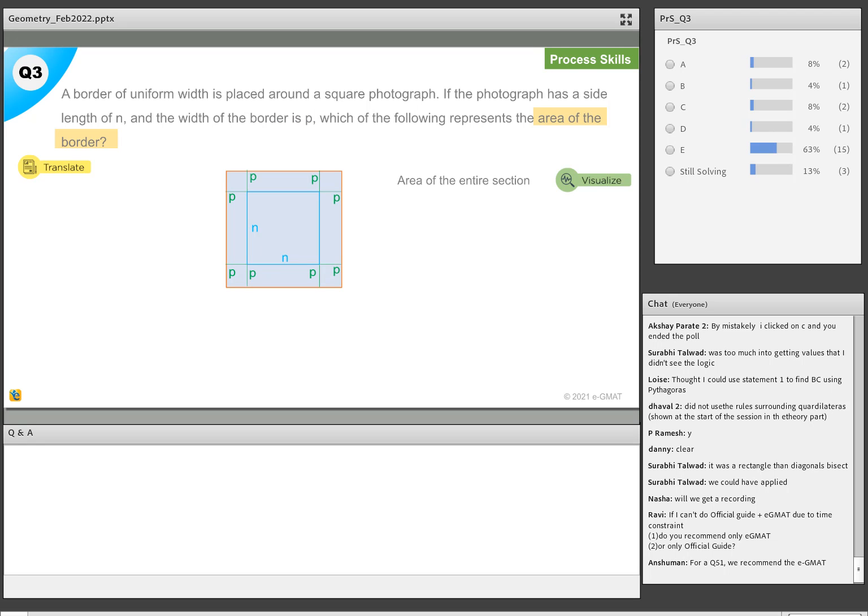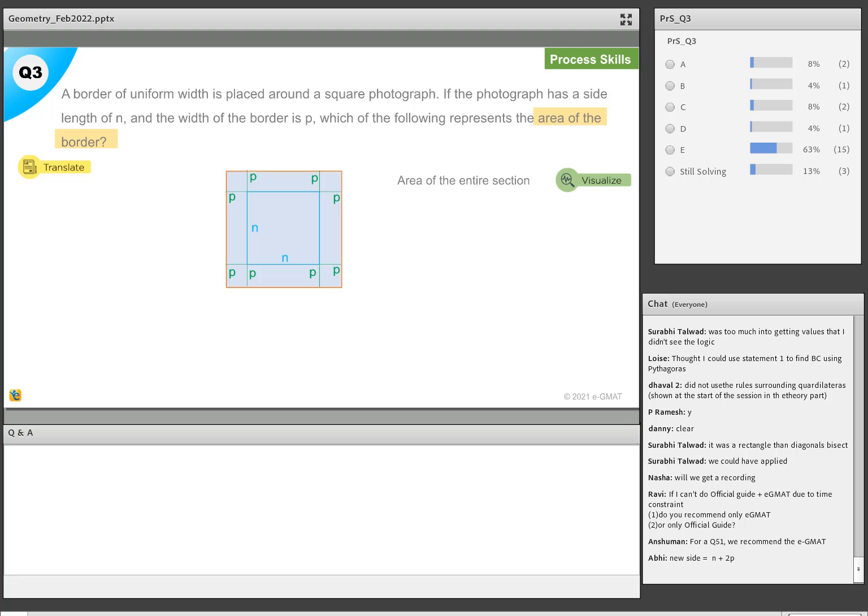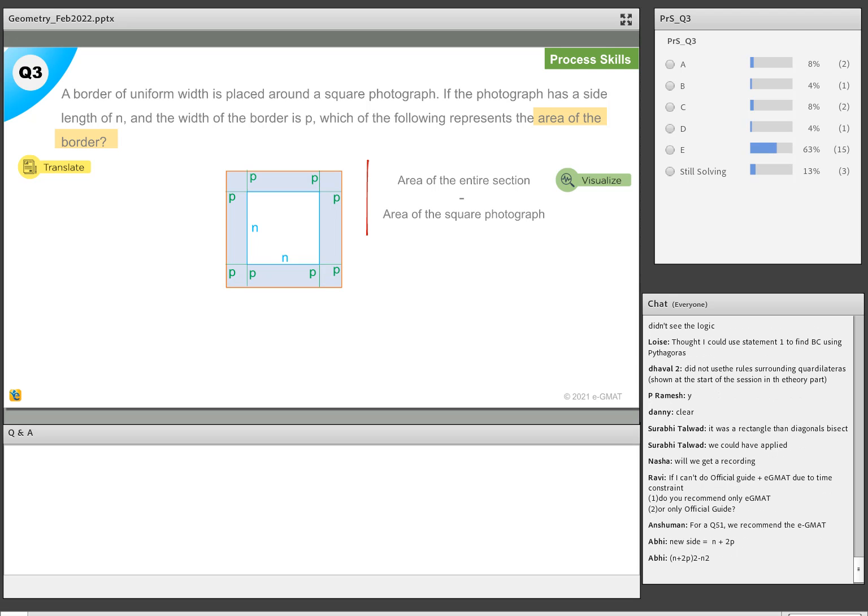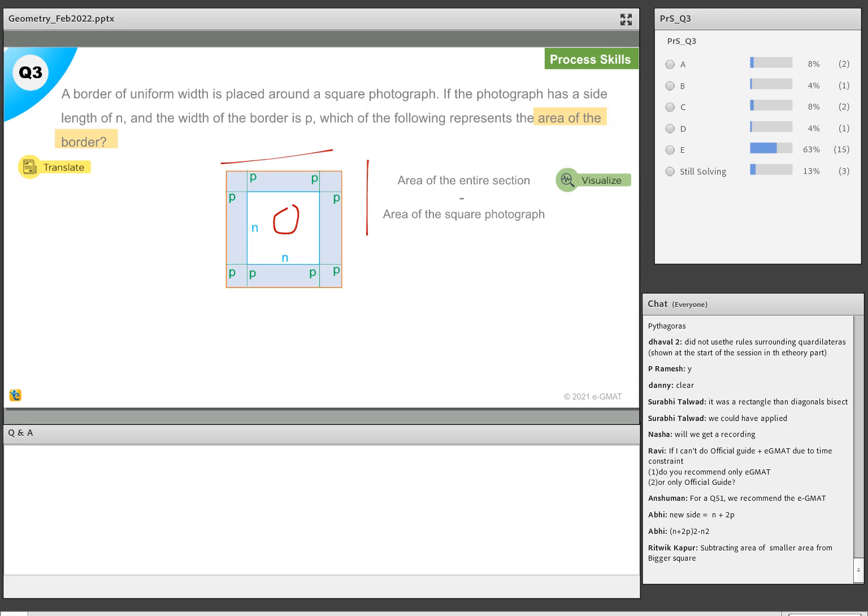What is the area of the border? This is something a lot of us have solved in school as well, but let's document it here. How do you find the area of the border? New side is of course n plus 2p. End of the day, it's the big area minus the small area, right? Area of the entire section, that is photograph plus the border, minus area of the square photograph. Big square minus small square, right? Exactly. As simple as that.